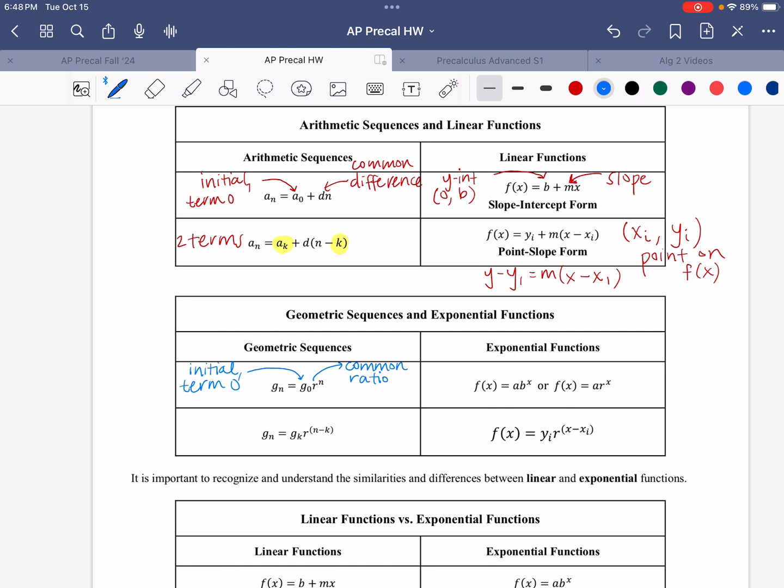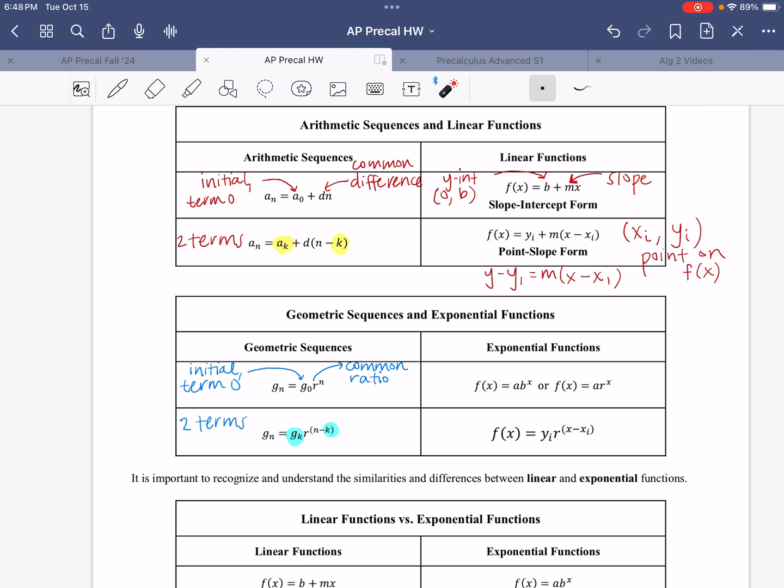So if we don't know the initial value, we said we don't need it. We can instead, with just two terms in the sequence, write a geometric sequence. We would have to have the kth term, so the input, the term number, and then the actual value in the sequence for that term. That would help us solve for the common ratio, and we could write a formula for the geometric sequence.